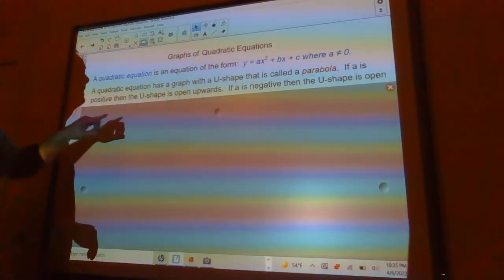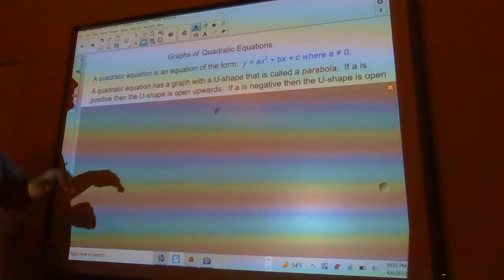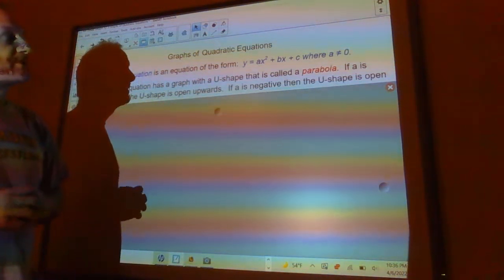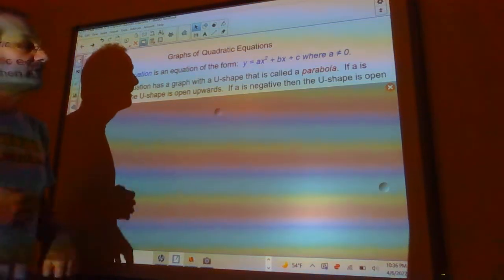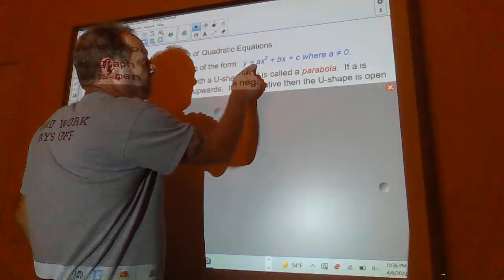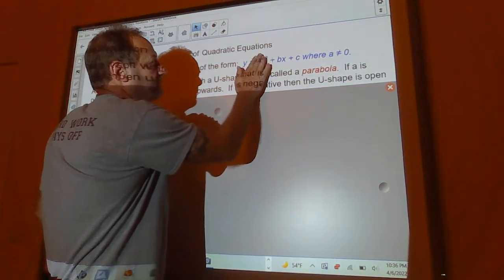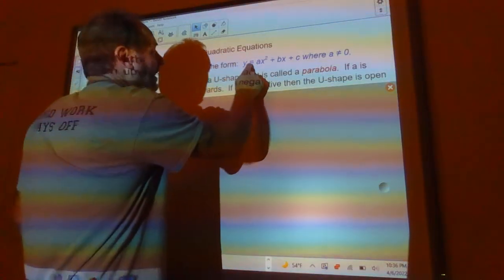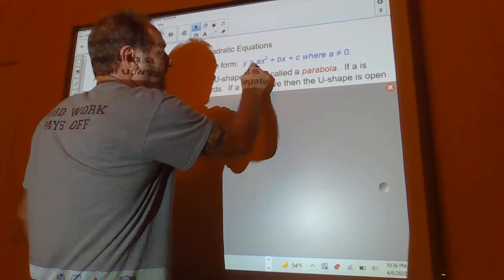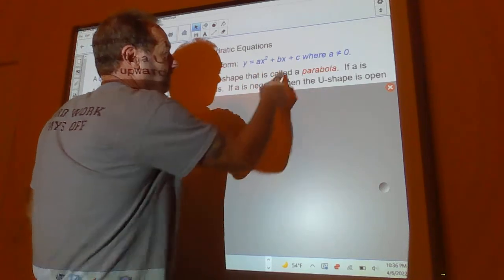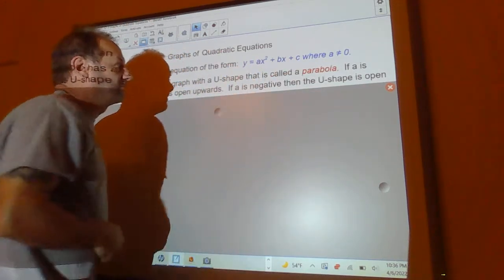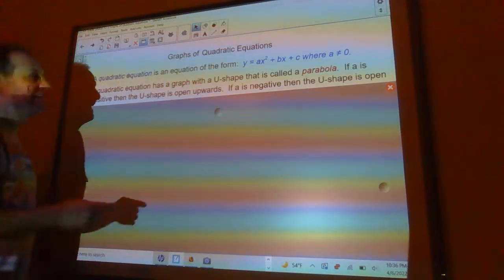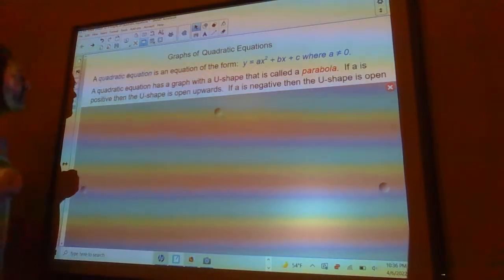Okay, so a quadratic equation is an equation of the form y equals ax squared plus bx plus c, where a is not equal to 0. Now here's the thing. If a was equal to 0, this would disappear. You just have bx plus c. That's a line, okay? You could say y equals mx plus b, which is just slope-intercept form. Okay, so a can't be 0. It could be anything else.